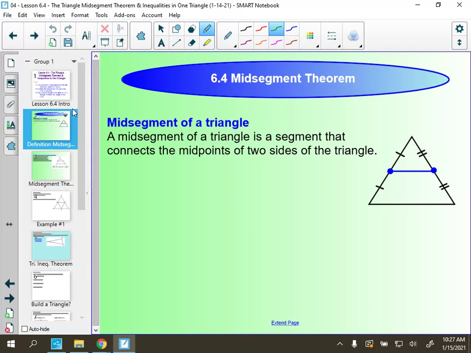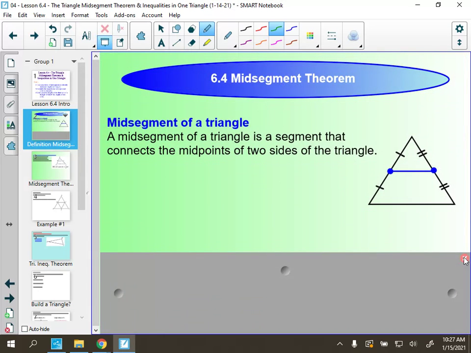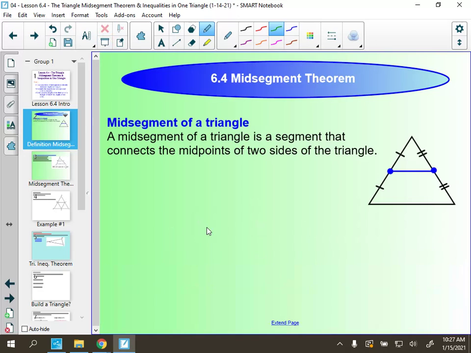What is a midsegment? If we're going to use it and use properties of it, here's what it is. So add this to your notes. Midsegment of a triangle as a vocab term. The midsegment of a triangle, I'm just reading it off here as hopefully you're copying it down, is a segment that connects the midpoints of two sides of a triangle.